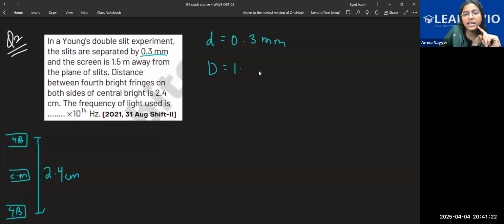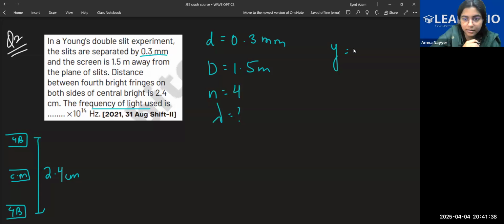Capital D is 1.5 meters. N is given, fourth. It is asking us frequency. For frequency, we require the wavelength. Basically, wavelength is missing. Upasna, you tell me what should be the value of Y that I should put here.